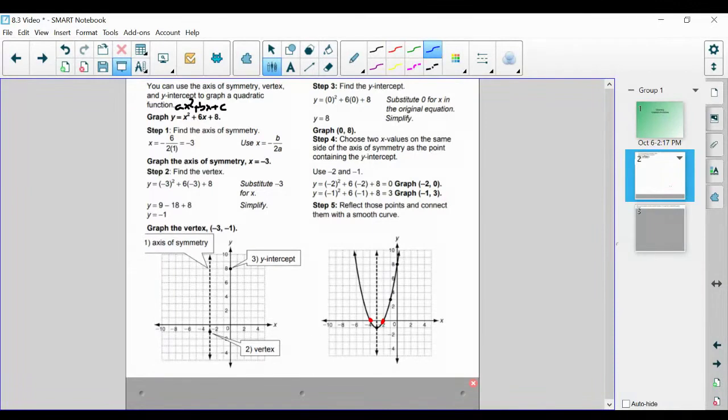I'm going to go in blue now. When x was equal to -1, that's 2 units to the right of our axis of symmetry. So we're going to go 2 units to the left of our axis of symmetry, because to be symmetrical means to be the same thing on either side. And that's how we graph a quadratic function.